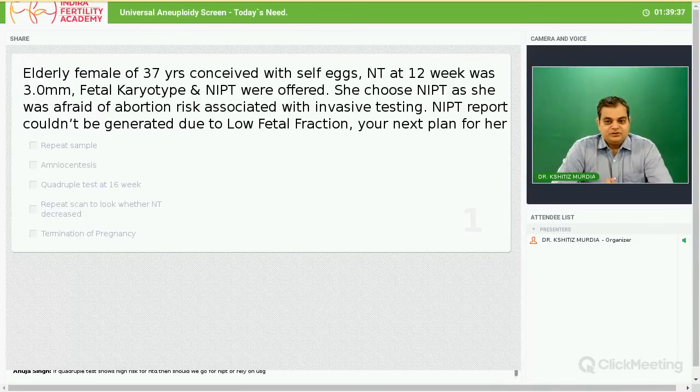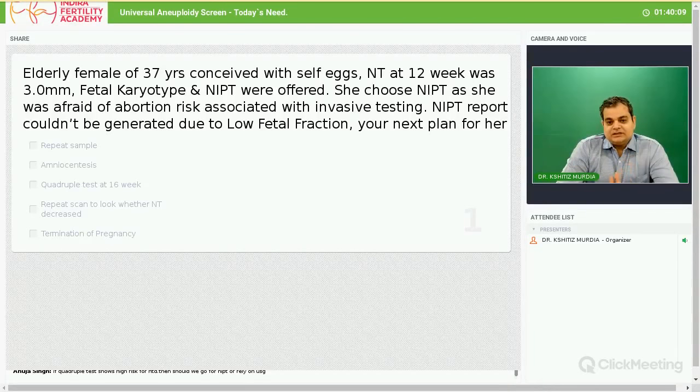Okay. Again, a difficult question to choose. Difficult options are also difficult. Though she is elderly and NT is on the borderline, it doesn't mean that the baby is going to be abnormal. We have to leave all our doubts behind, and we have to stick to the protocols.